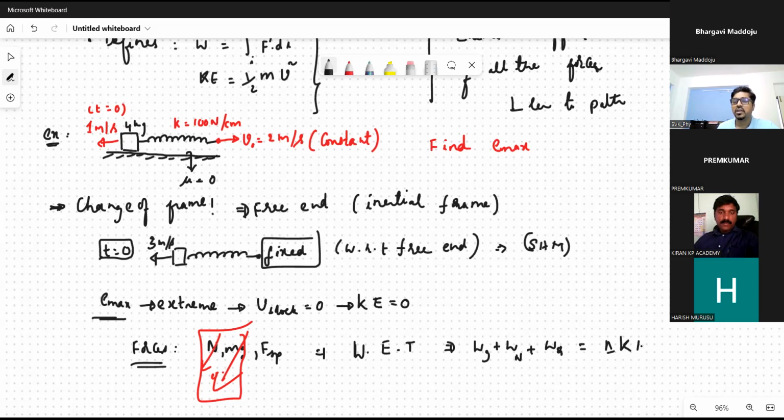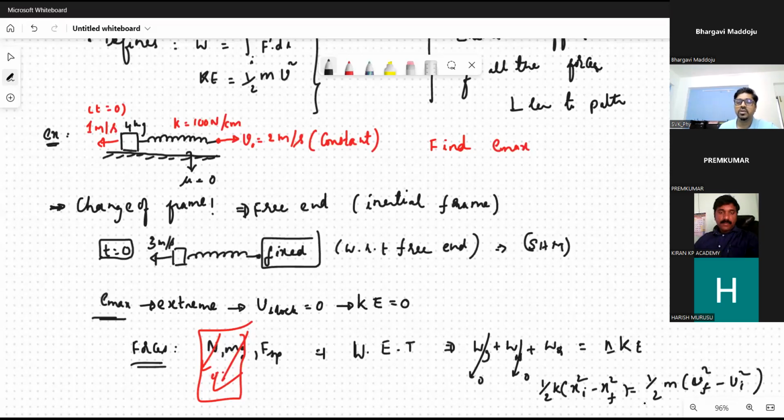All right. So I'll write it from t equal to 0 to the extreme position. Work done by gravity is 0. Work done by normal reaction is 0. Work done by the spring is half k into (initial deformation square minus final deformation square), and that is equal to the change in kinetic energy, that is half m into (final velocity square minus initial velocity square).